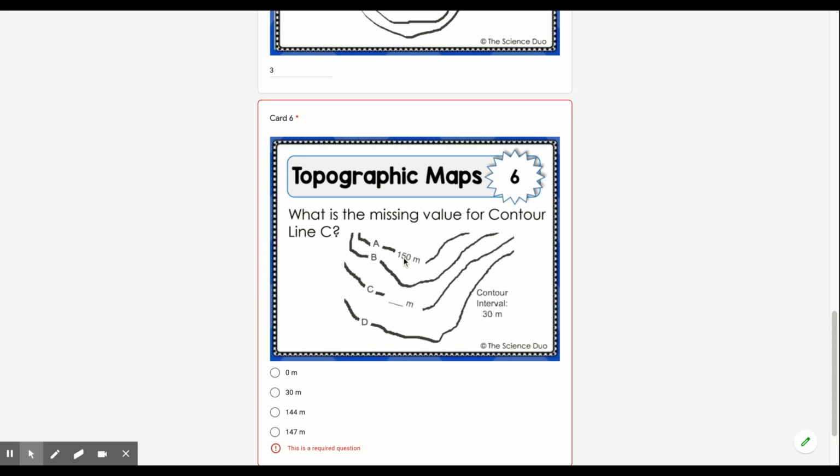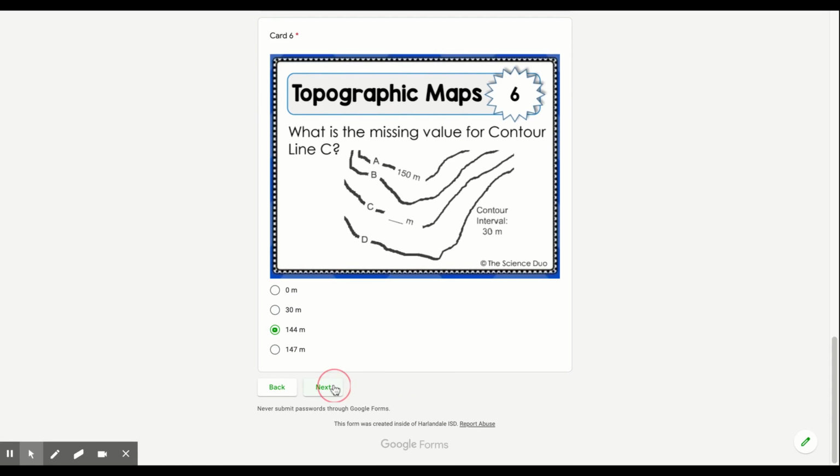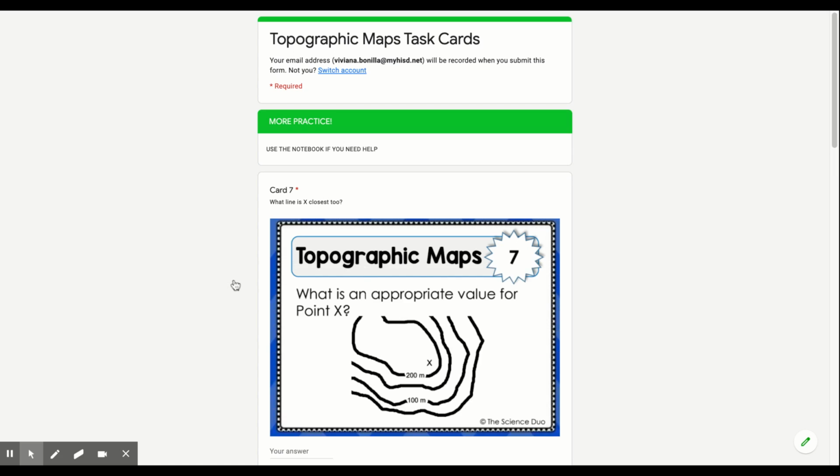So 150 minus 30 is going to give you B. And so that's going to be 147. And then if you subtract 30 again, you should get 144. And you'll hit next. Card 7 says, what is the approximate value of point X?